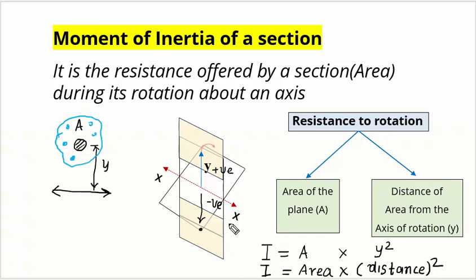So for a small area, which is a, situated at a distance y, the moment of inertia of this particular area from this particular axis of rotation can be written as I equals the area A times y square. Generally a small area is taken as dA, so you can write dA times y square. So this is how we are going to find out the moment of inertia of an area like this. Now we shall see how to use this concept to find the moment of inertia of various sections.